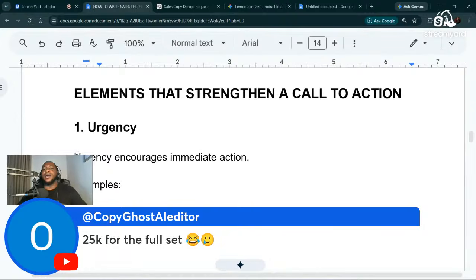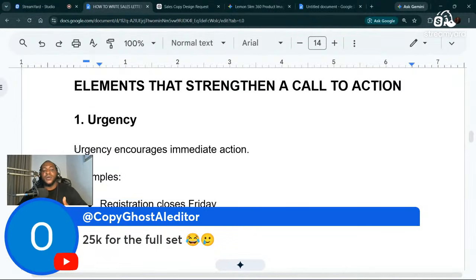Urgency. If you give people a window where they can take action anytime, you will not get the action you want. So you can create an urgency.